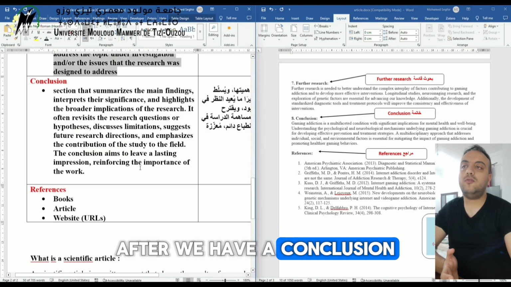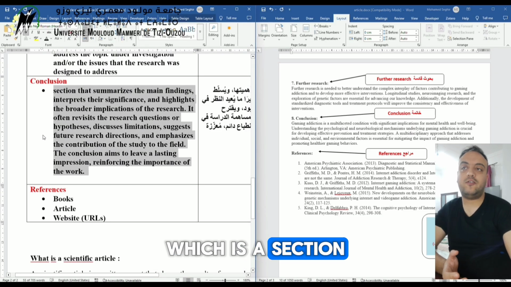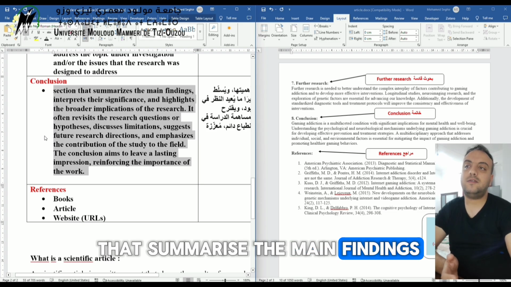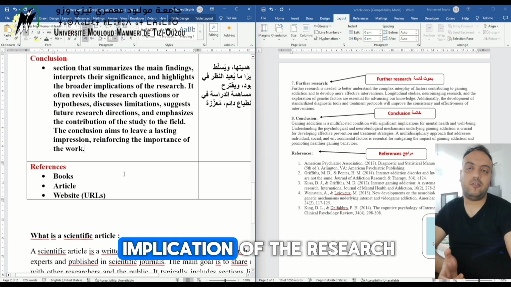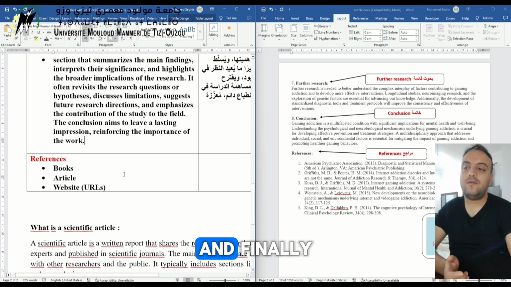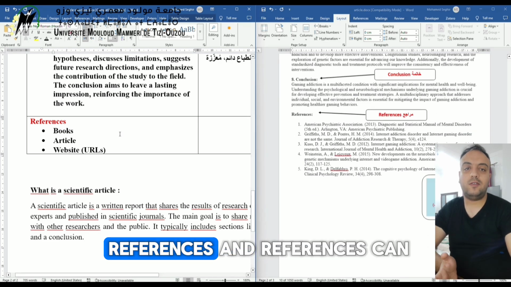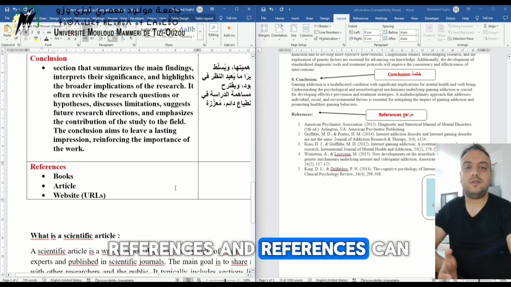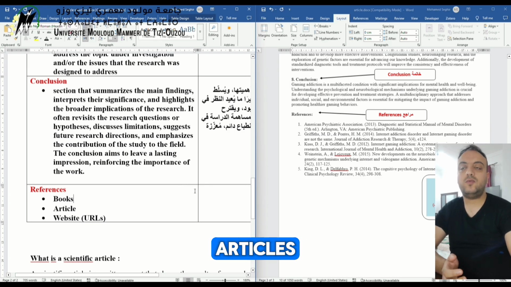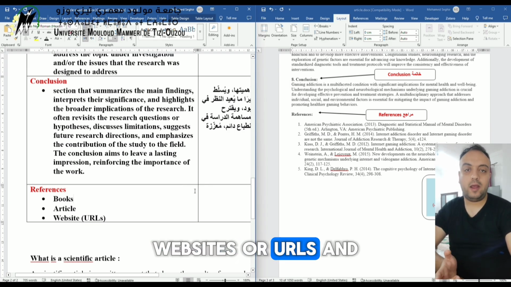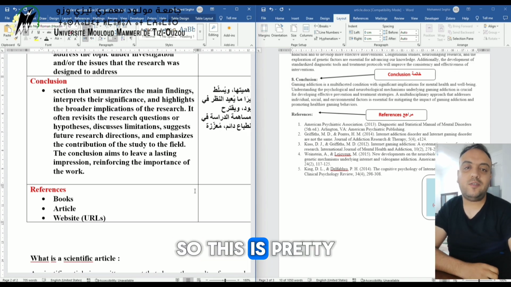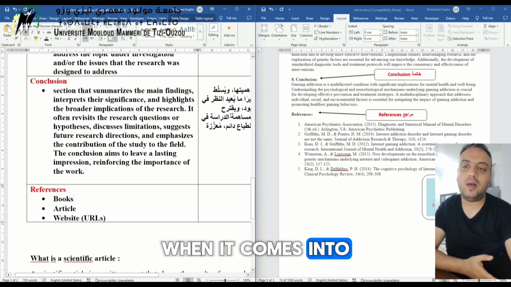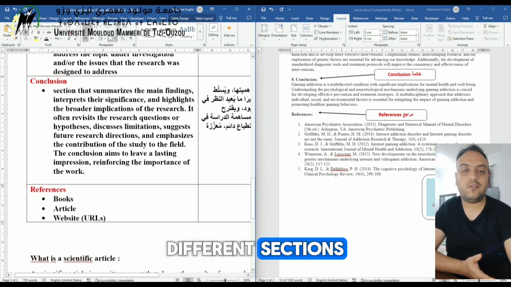After that, we have a conclusion, which is a section that summarizes the main findings, interprets their significance, and highlights the broader implications of the research. And finally, we can end with references, and references can be books, articles, websites, or URLs, and when we say URL, we mean links. So this is pretty much it when it comes to the different sections of the structure of a scientific article.